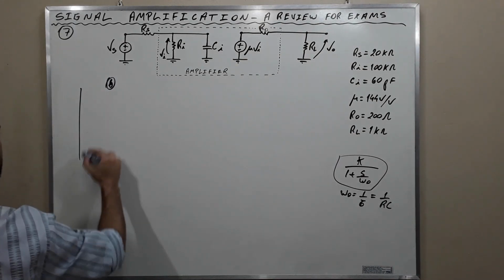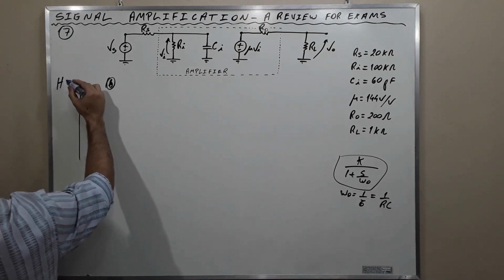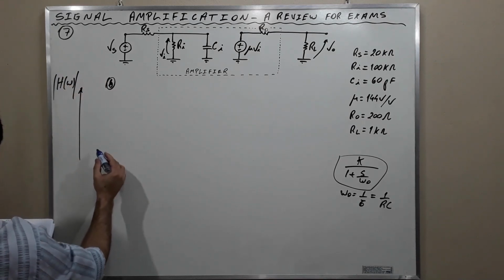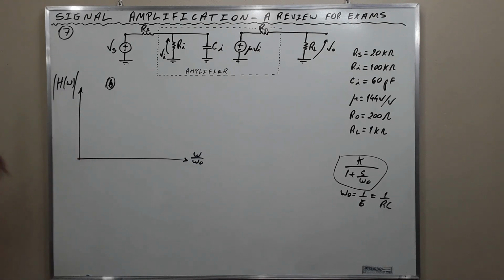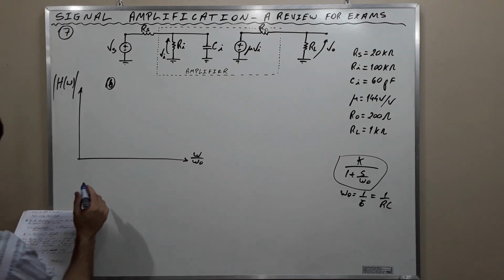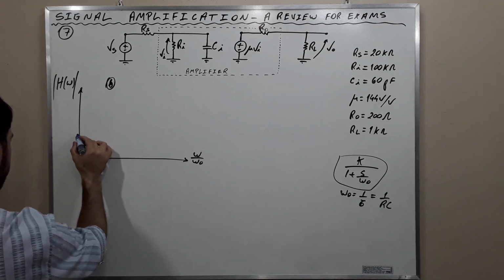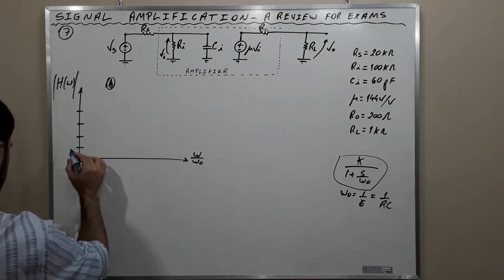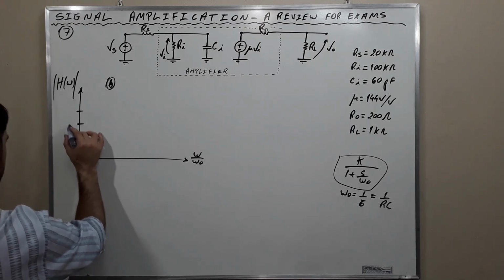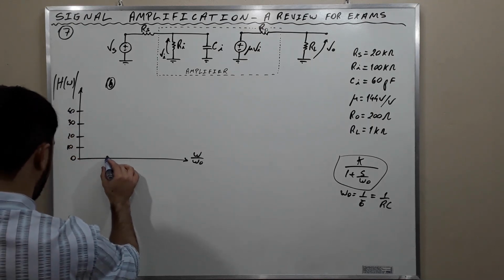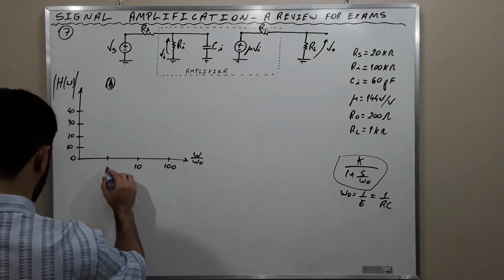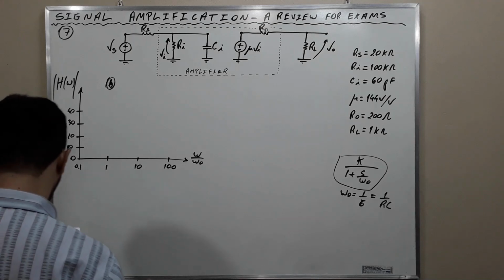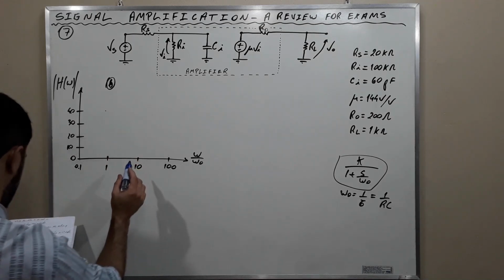Okay, this here is the magnitude in terms of frequency. Okay, and this is W over W0, where W0 is the corner frequency. We have here 0, 10, 20, 30, and 40, and here 1, 10, and 100.